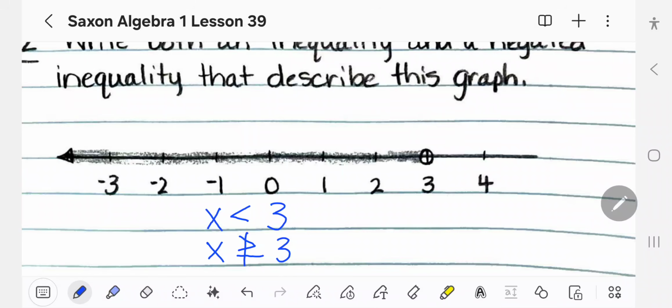And we can do these problems because of what we know about the trichotomy axiom that we learned about in the last video. There's only 3 possibilities. A number is greater than the other number, or it is less than the other number, or it is equal to the other number.